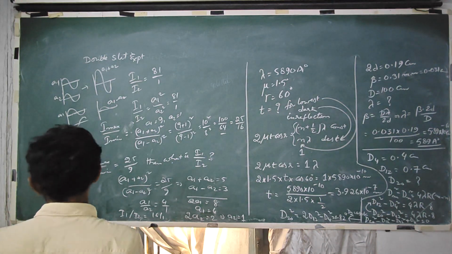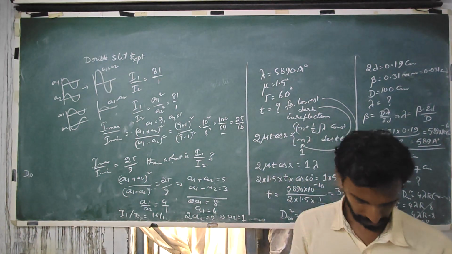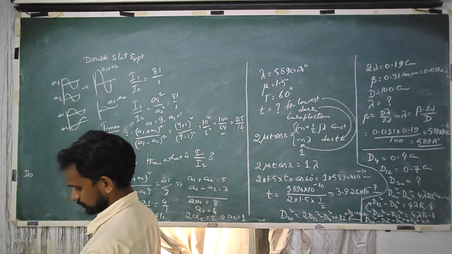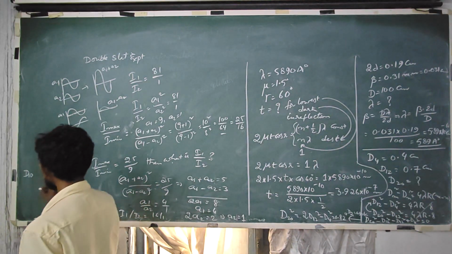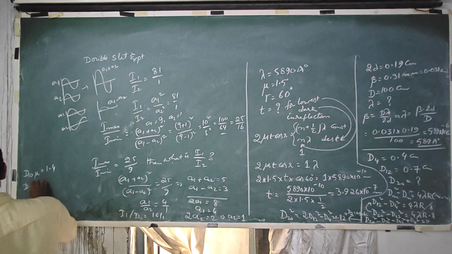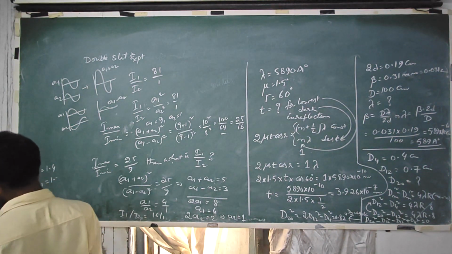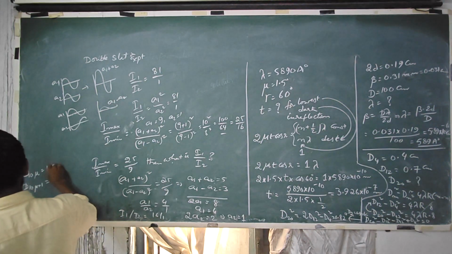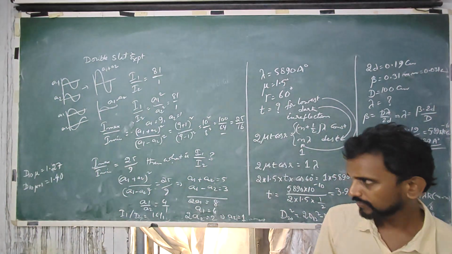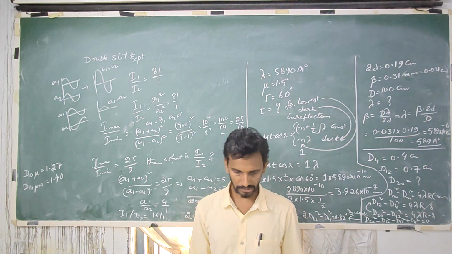let's say in Newton rings experiment, the diameter of 10th ring with liquid is 1.27 and without liquid is 1.4. What is the refractive index?